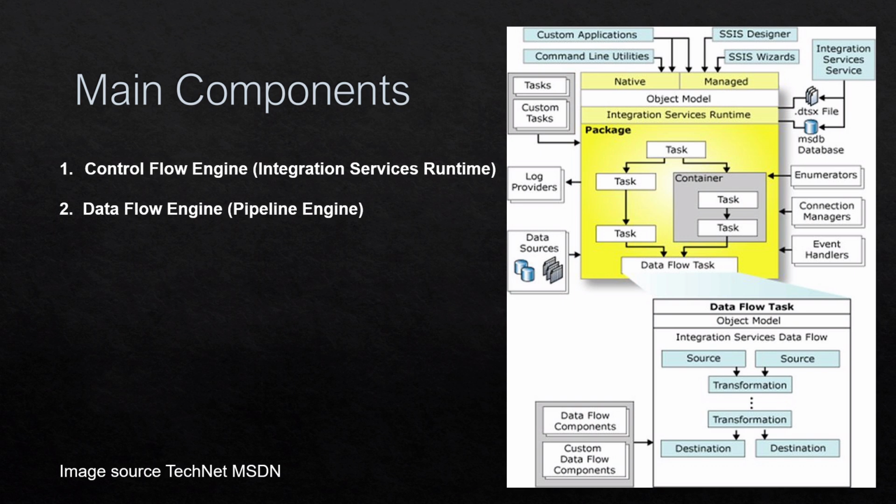Let's take a look at the architecture of SSIS. At a high level, SSIS has two main parts. These two boxes, one is given in yellow and the other is the box below. The first one is the control flow engine, the integration service runtime. It's also called the workflow engine. The second part is the data flow engine, or pipeline engine. So these are the main components of the SSIS architecture. All the other components lie around these two main parts.